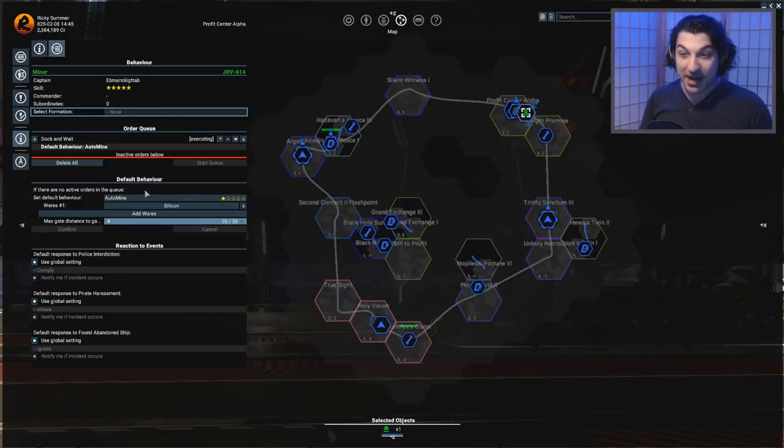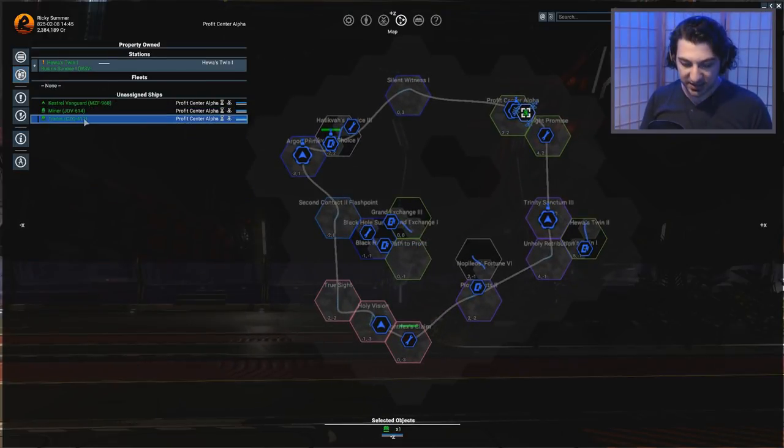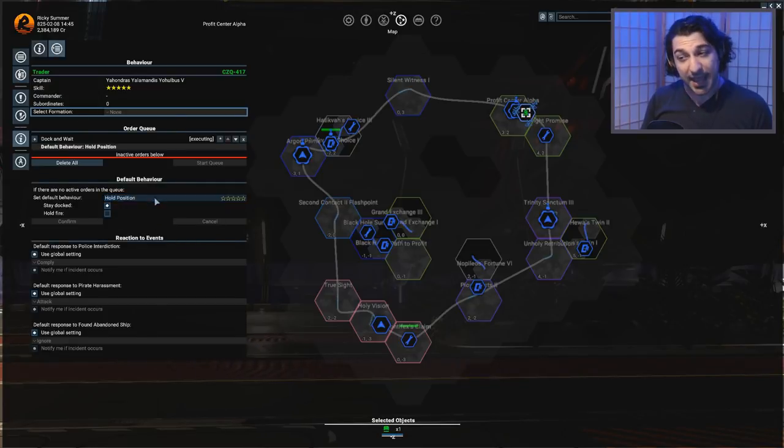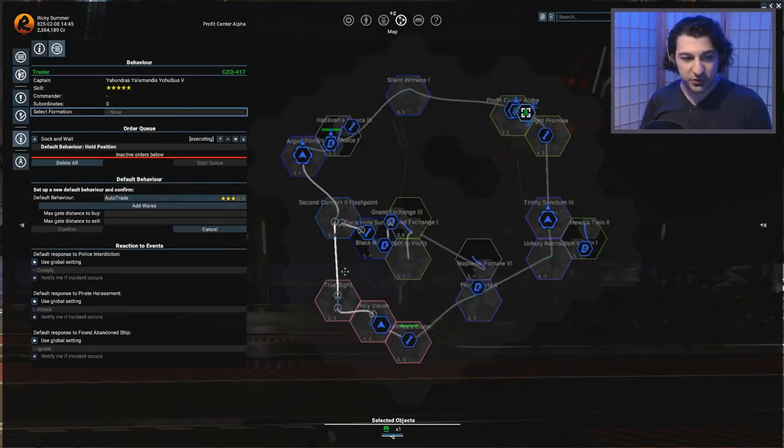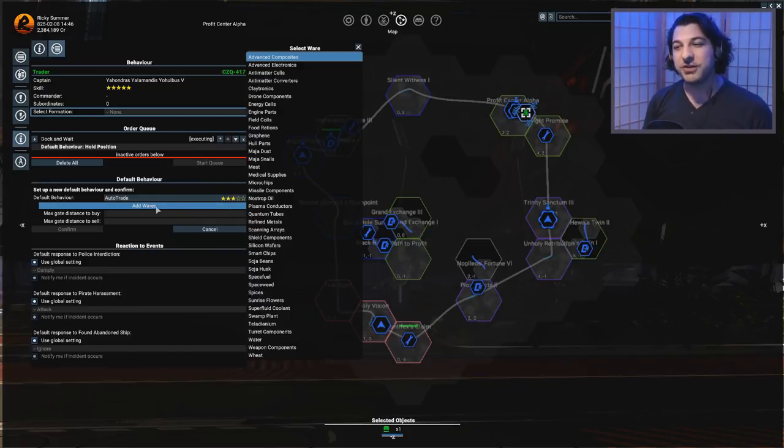Okay, on the trader side of things, I did something a little bit different. So you can set auto trade with the trader. However, this kind of goes against my ease of use aspect here that I wanted to test a new player who doesn't really know what they're doing. So auto trade requires you to set wares to trading.